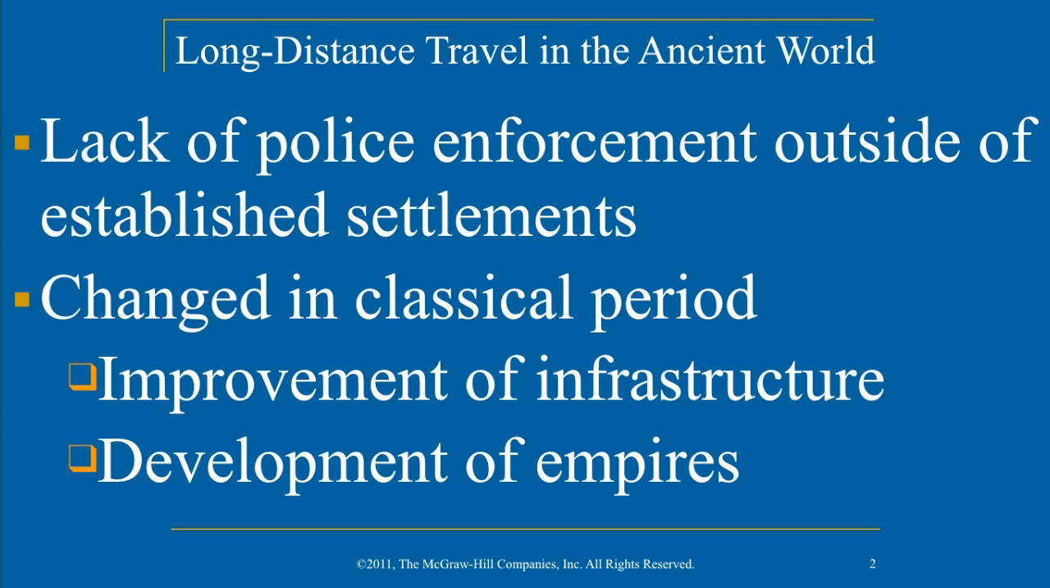Infrastructure is just the improvement of the processes of trade. So, for example, there were better roads. There were more established roads. There were more stops along the roads. There were sometimes inns or some sort of resting places for caravans to get water. And these were more marked out along those routes.